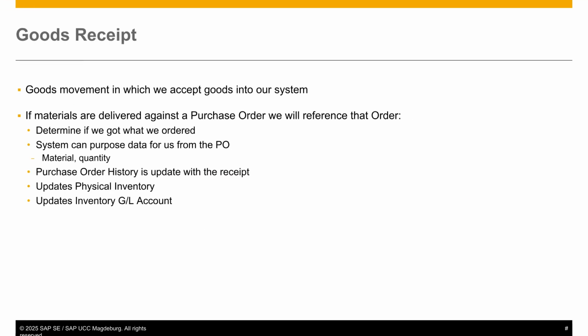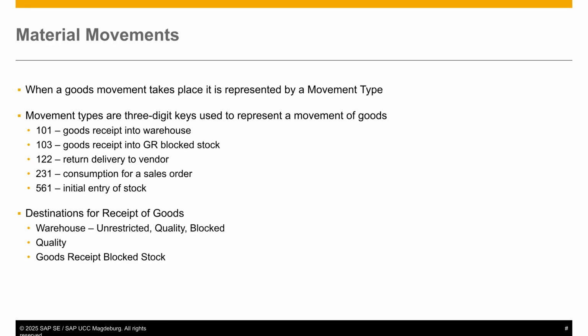Goods receipt is a movement where goods are accepted into the system. It references the original purchase order to ensure accuracy, updates inventory and GL accounts, and records the event in the PO history. Goods movements are represented by 3-digit movement types, such as 101 for warehouse receipt or 122 for return delivery. These types determine how inventory is updated and which fields appear during entry.